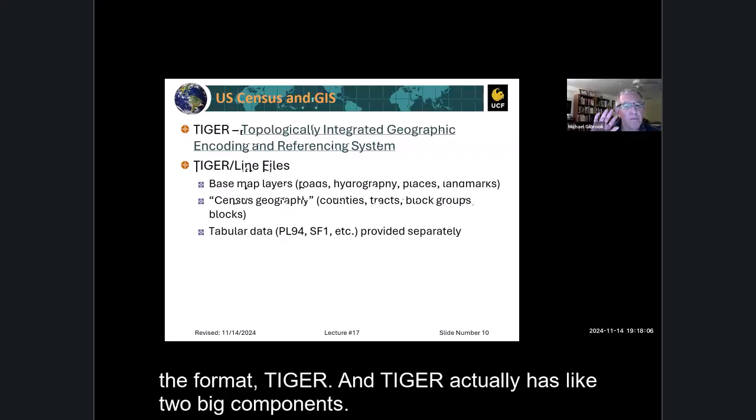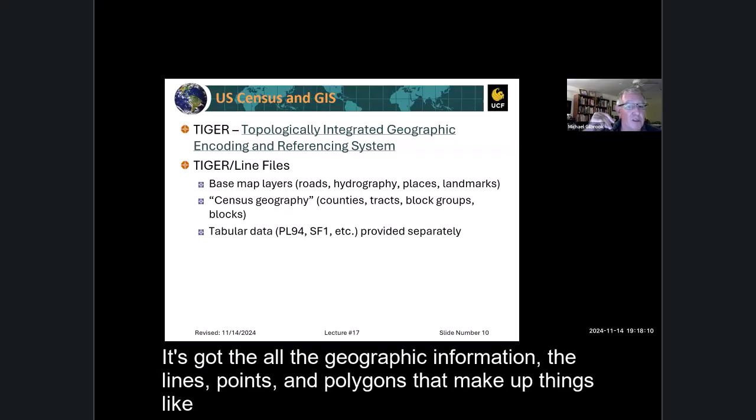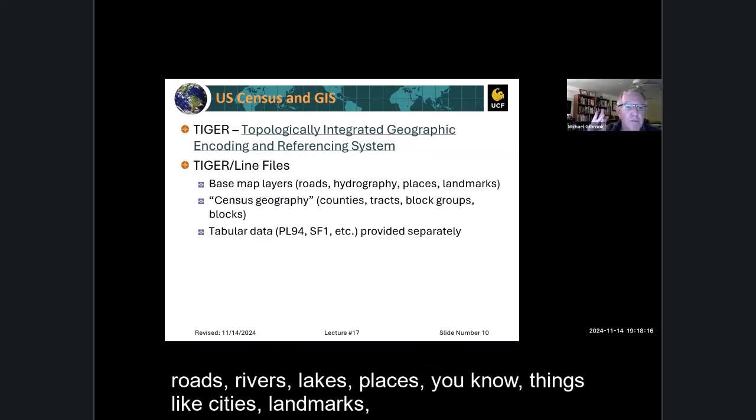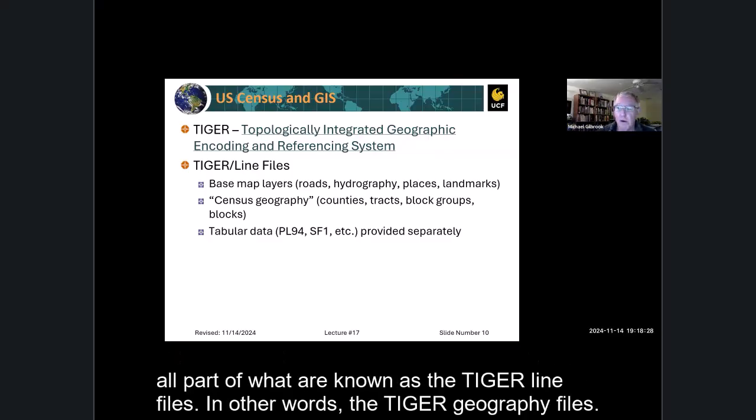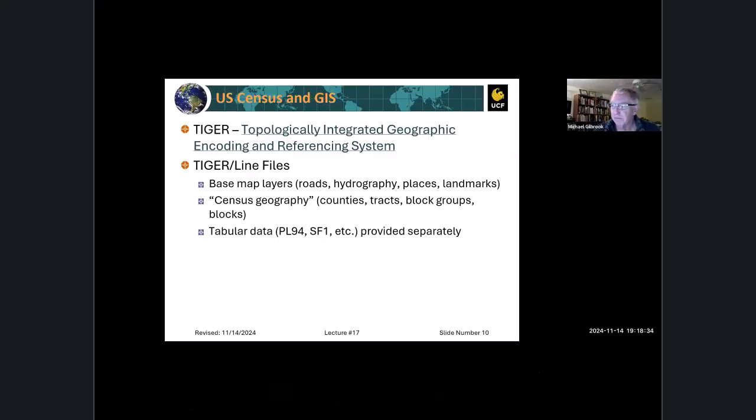And TIGER actually has like two big components. It's got all the geographic information, the lines, points, and polygons that make up things like roads, rivers, lakes, places, things like cities, landmarks, things like airports, military bases. So all of those are the base map layers. And so those are all part of what are known as the TIGER line files. In other words, the TIGER geography files.